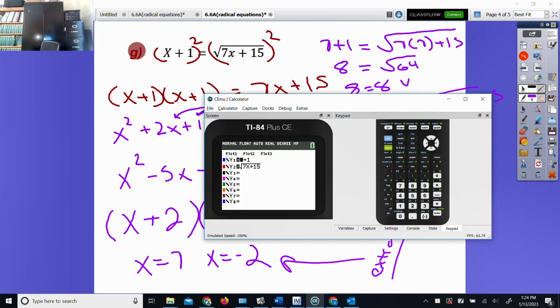Some of y'all can't graph yet. Of course it's an arm, it's a square root. You should see a line and an arm intersect. Shouldn't you? x plus 1 is a line, the square root is an arm.